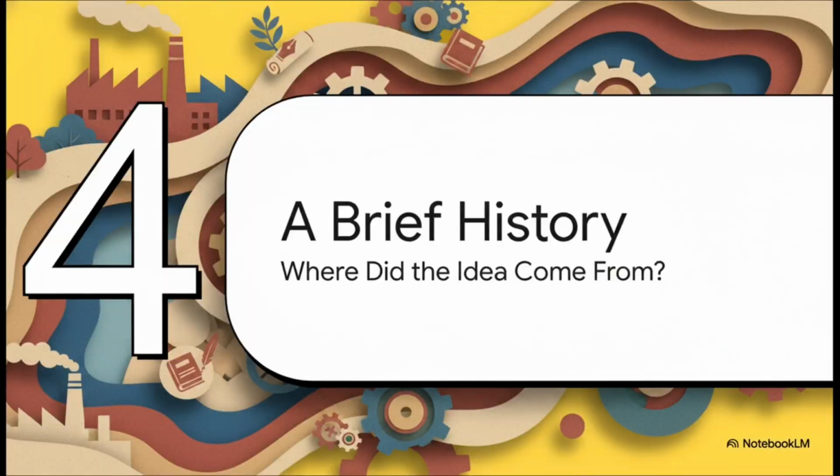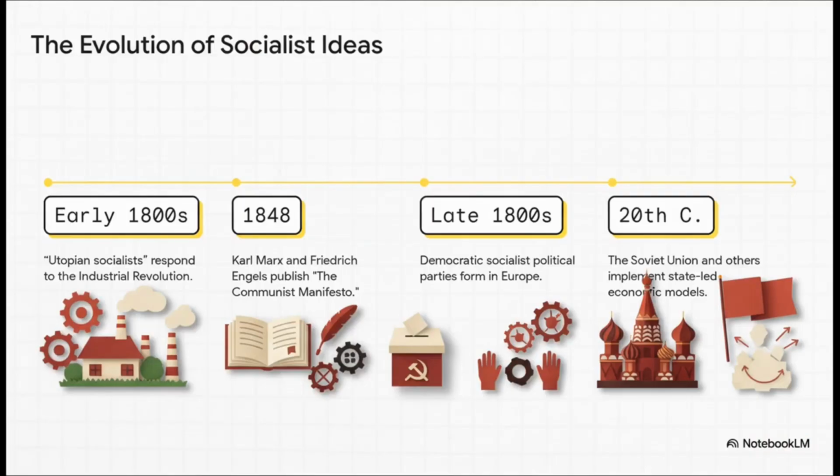So where did all of this thinking come from anyway? Well, modern socialism didn't just appear out of thin air. It has a long history that actually grew out of a very specific set of circumstances. The story of modern socialism really gets started in the early 1800s, mostly as a reaction to the pretty harsh working conditions of the Industrial Revolution.